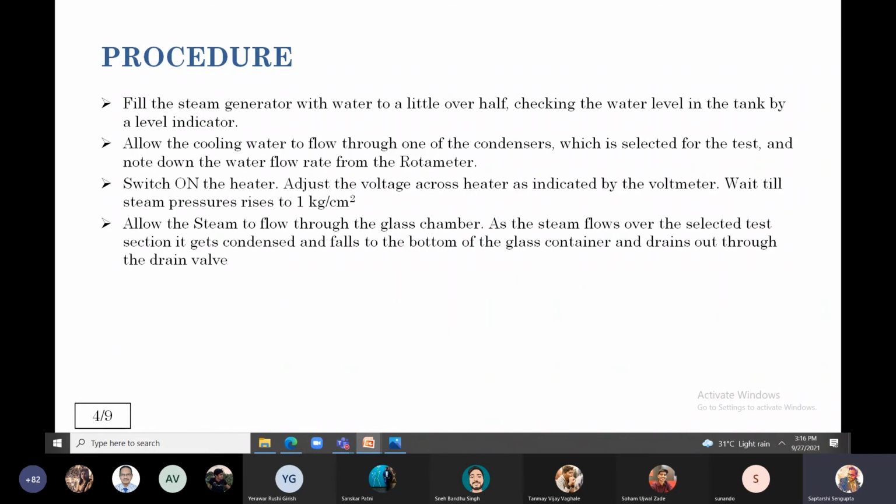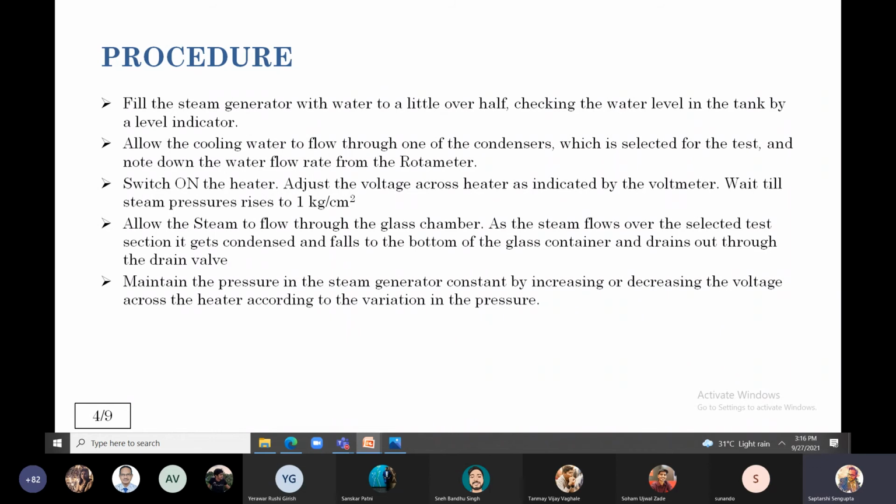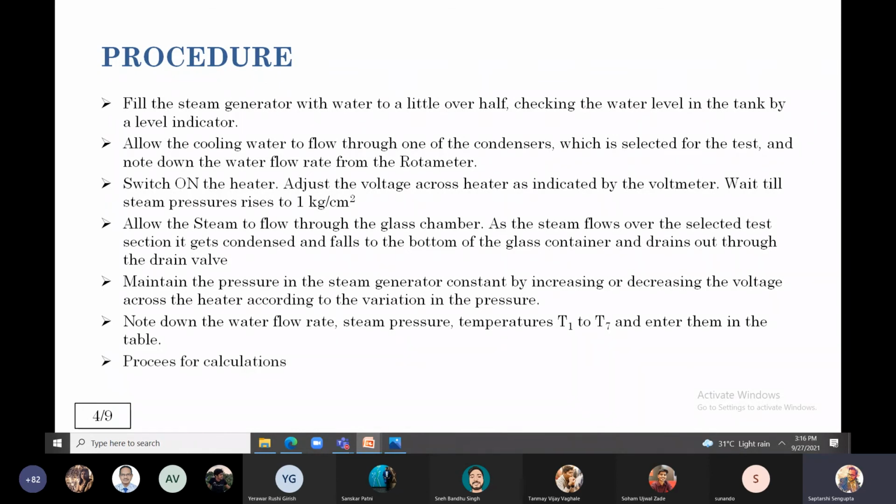So that is the process that is taking place inside the condensing cylinder, the glass cylinders. We maintain the pressure constant. I have already mentioned why. And then we note down the temperatures, that is the inlet and outlet temperatures for cooling water, the steam temperature, and also the center point temperature of the condensing plates. And after that we proceed for our calculations.